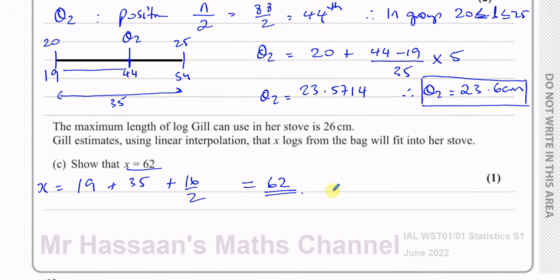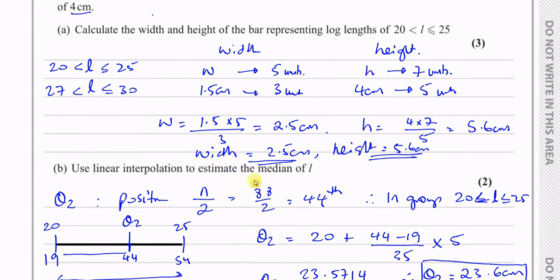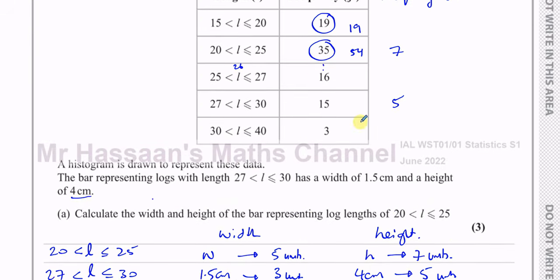Okay, so that we know that we're on the right track. It's only worth 1 mark, so no need to go into any more explanation from that. That's pretty simple. 26 is halfway between those two. We assume that these 16 are spread evenly, so we take a half of that 16, which is 8.